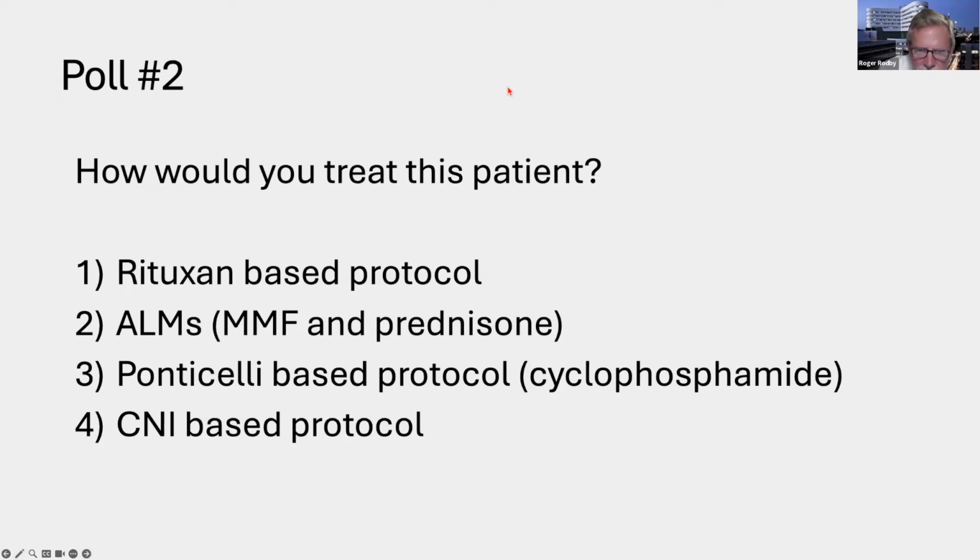All right, let's show the results. A third of the people agree. We've got 33% is Rituxan. About half wants to use standard Alms protocol, MMF and prednisone. 10% want to go with cyclophosphamide, and a couple of people are still sold on a CNI-based protocol. Casey, what would you do?